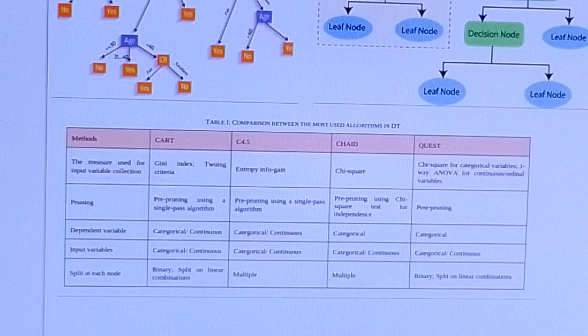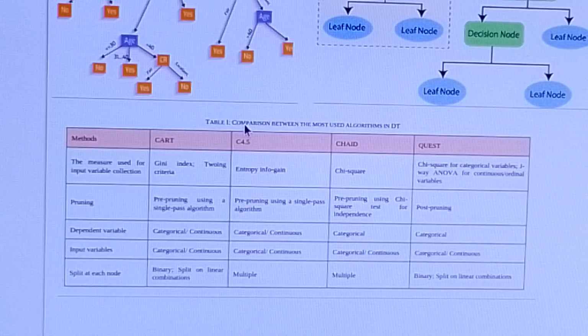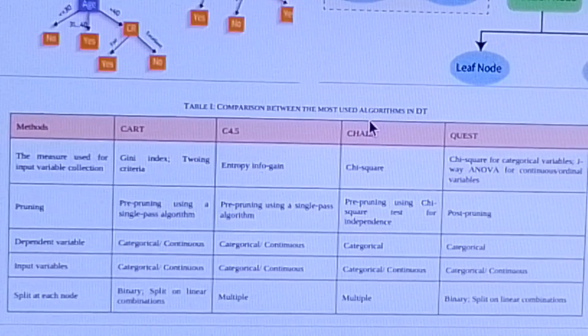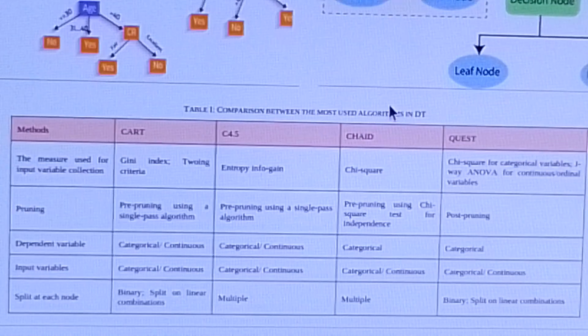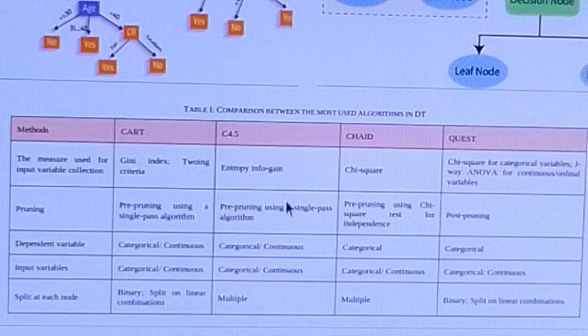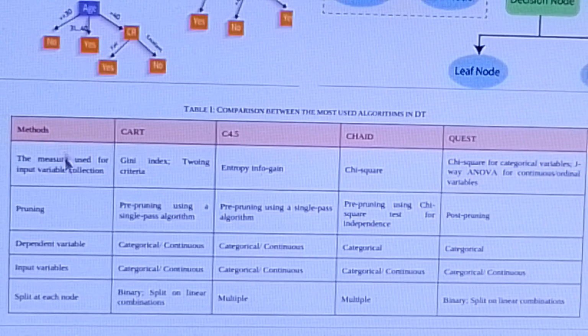Below is a table you can see on the screen of my desktop. These are some comparisons between the most used algorithms in decision trees. Now you can see the Gini index criteria. Here is the entropy, information gain.